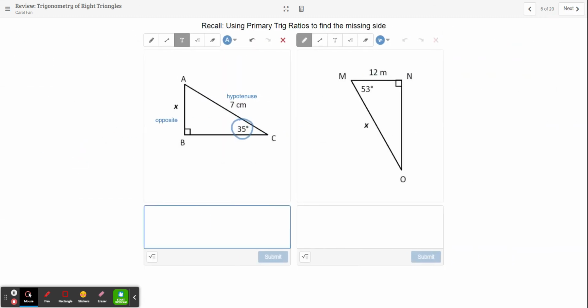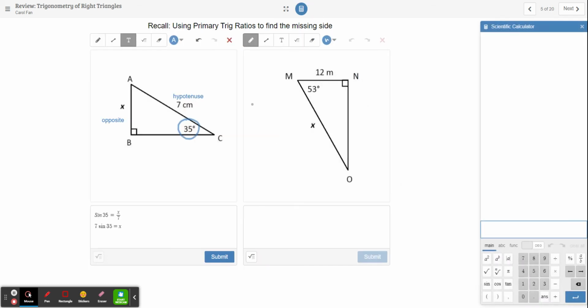Okay, so we're going to use our sine ratio. Sine 35 is equal to opposite over hypotenuse. Now, instead of solving for sine, I would like us to solve it right at the end so that we don't have to round as many times. So let's take this, we're going to cross multiply, and we have 7 sine 35 is equal to x.